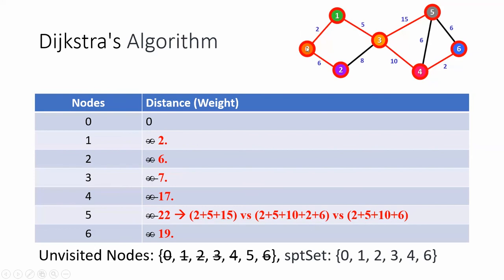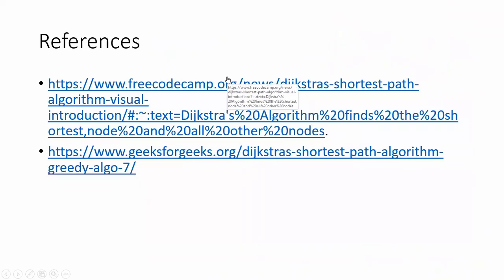The third path is 0 to 1, then to 3, to 4, and 4 to 5, and you get 24. So compared with the 3 routes, this 2 plus 5 plus 15 is the least, which is 22. So that's why you choose to travel 0 to 5 by going from 0 to 1, then to 3, then to 5, instead of choosing the other paths over here. So this is how the Dijkstra algorithm works to find the shortest path.